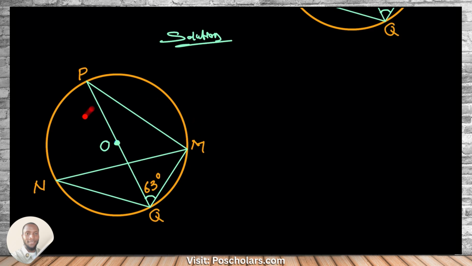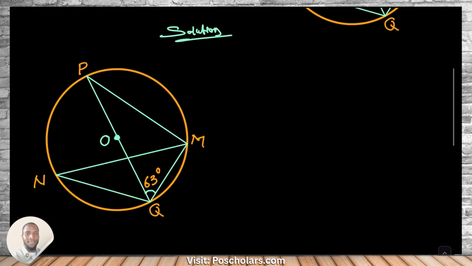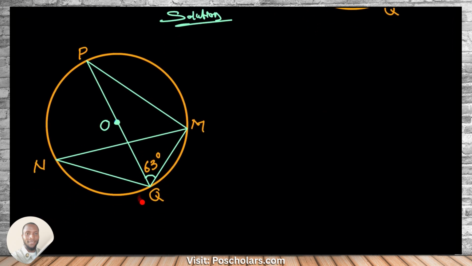Here's the question. Now we're asked to find angle QNM. So let's represent that, QNM, the angle here. That's what we are looking for, so let's just label it like this. This is the angle we are looking for. Right now, let's start looking at this diagram critically. We know that this is the diameter of the circle, while this area here is a semicircle.